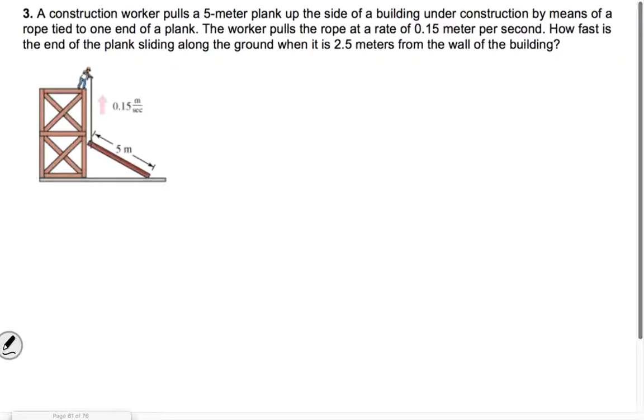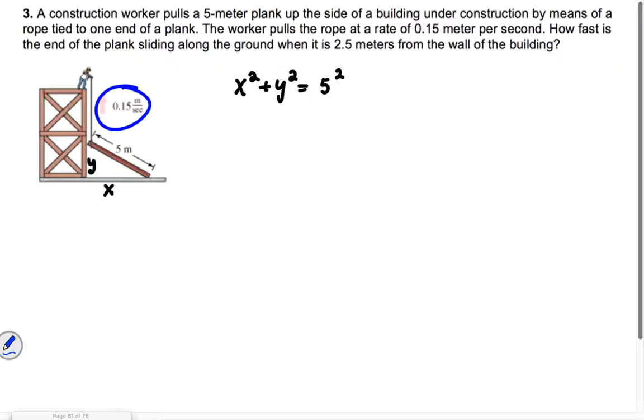So do you guys see what's happening? I'm going to call this x and this y. And I have a right triangle. I have x squared plus y squared equals 5 squared, right? Oh, it's 5 squared. Okay, so we have this right triangle that's being formed. And I have this drawing here. So that says 0.15 meters per second.